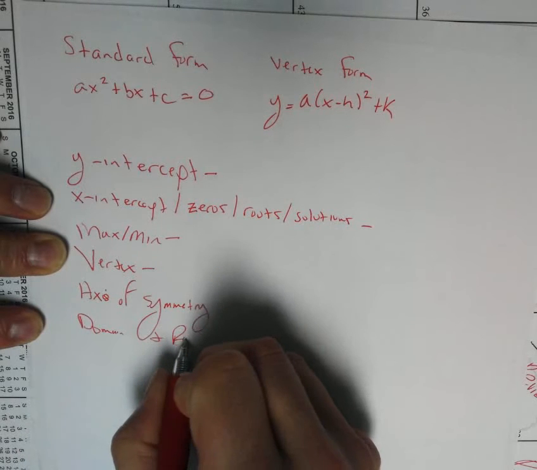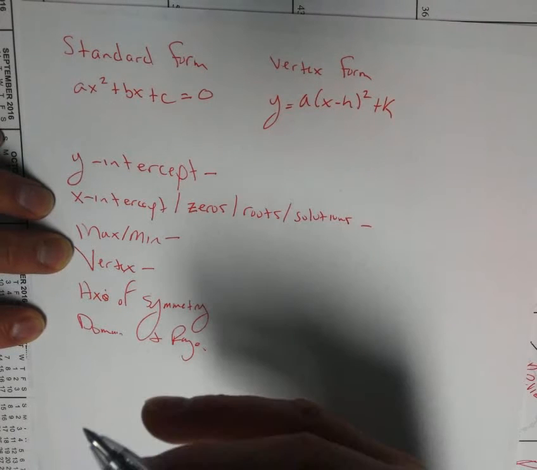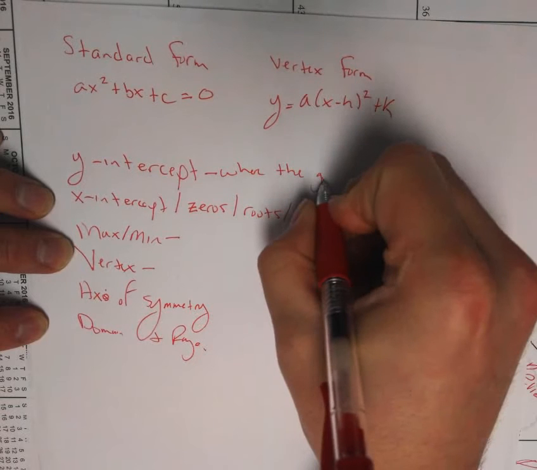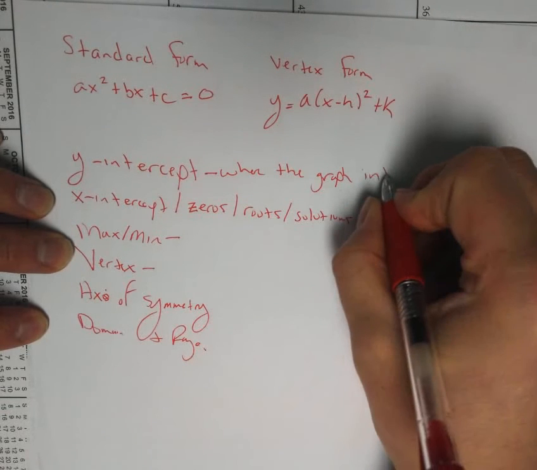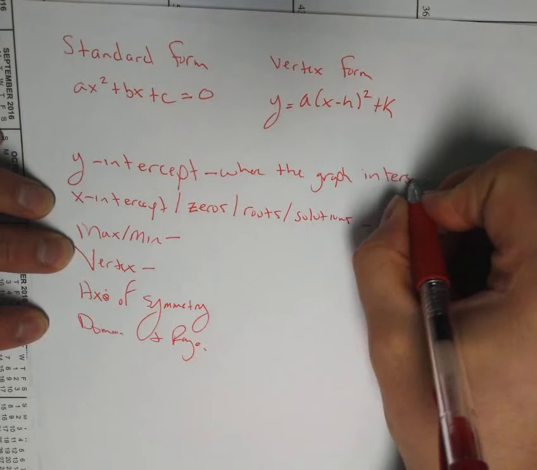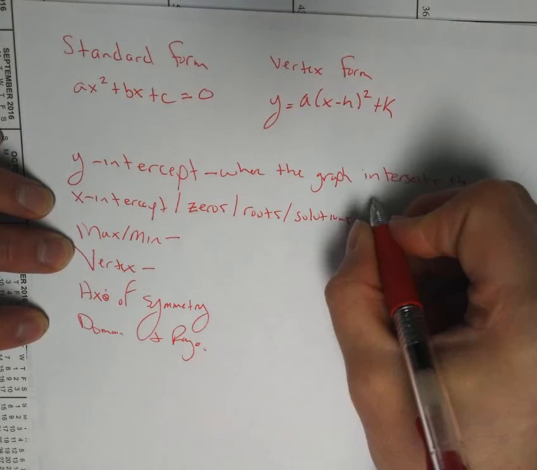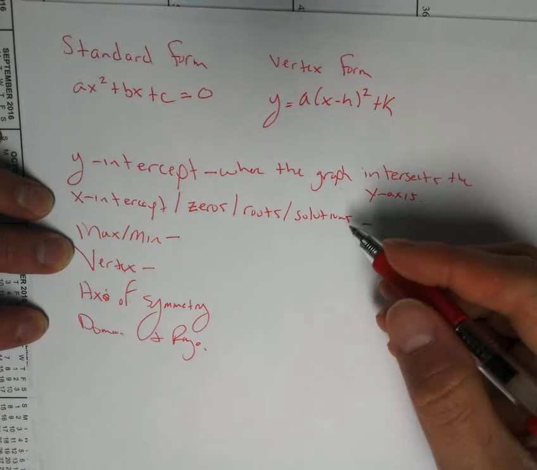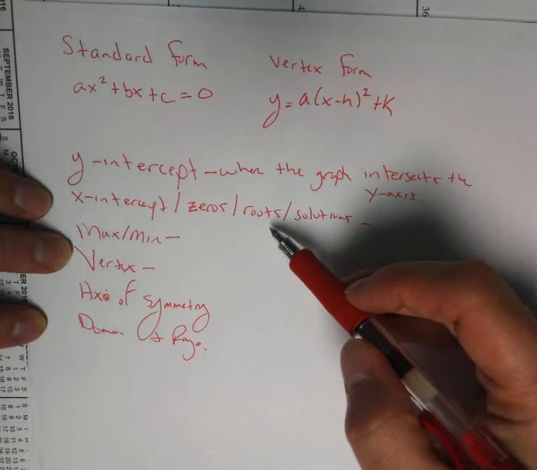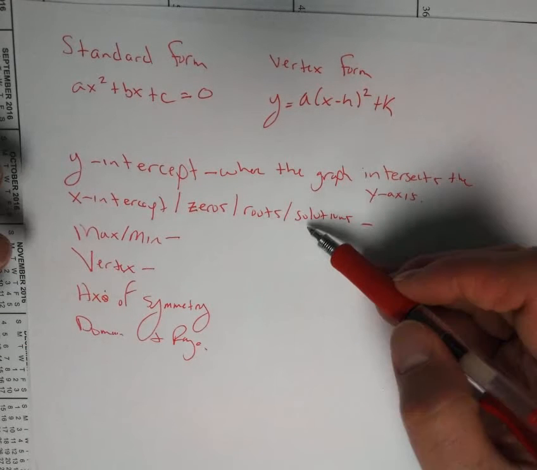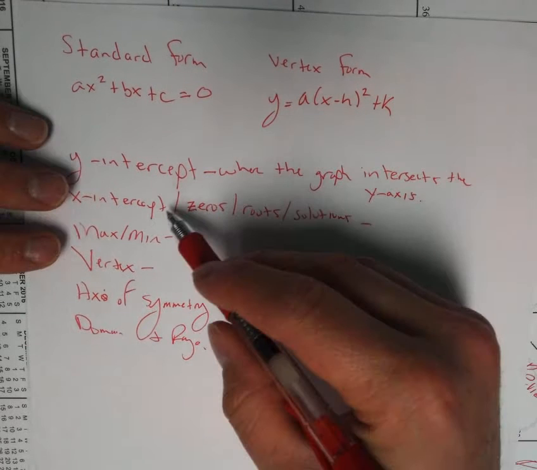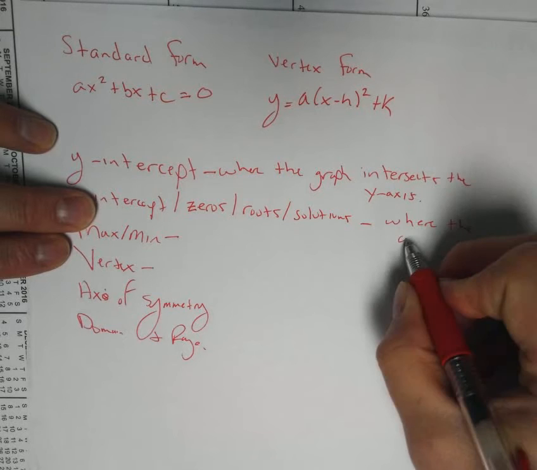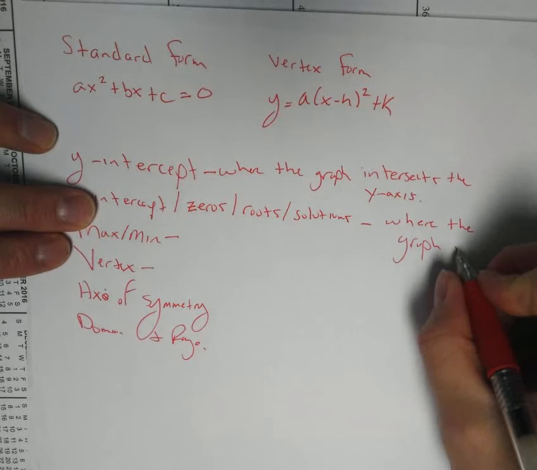Now, a y-intercept, it's real simple, it's easy. This is where the graph intersects the y-axis. X-intercept, zeros, roots, solutions. These can deviate a little bit. Roots, because roots, zeros, and solutions can be imaginary, but more specifically, x-intercept is where the graph intersects the x-axis.